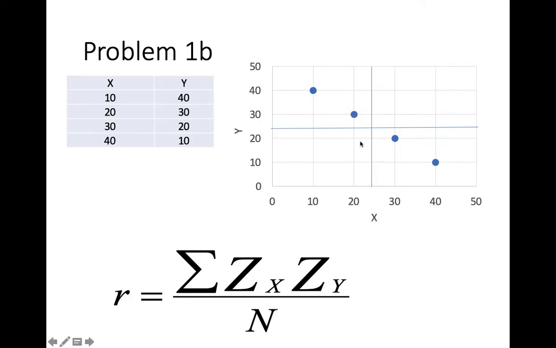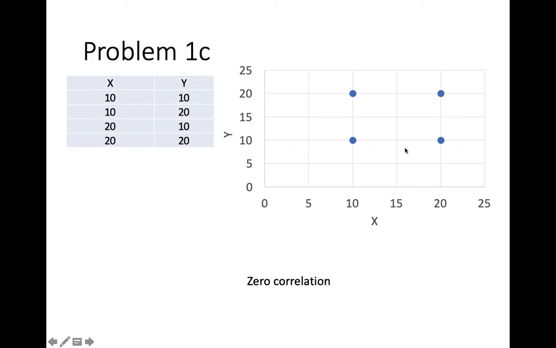And again, that makes sense if we think about summing up all of our cross products. Here in this quadrant, we're always going to get negative cross products because we've got a negative ZX but a positive ZY. So in this quadrant we always create negative cross products. We're also going to get negative cross products in this quadrant because we've got a positive ZX but a negative ZY.